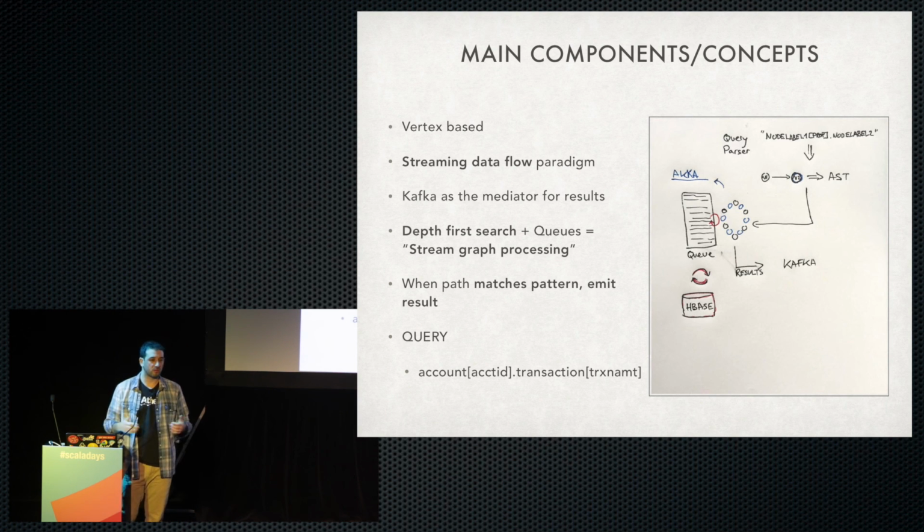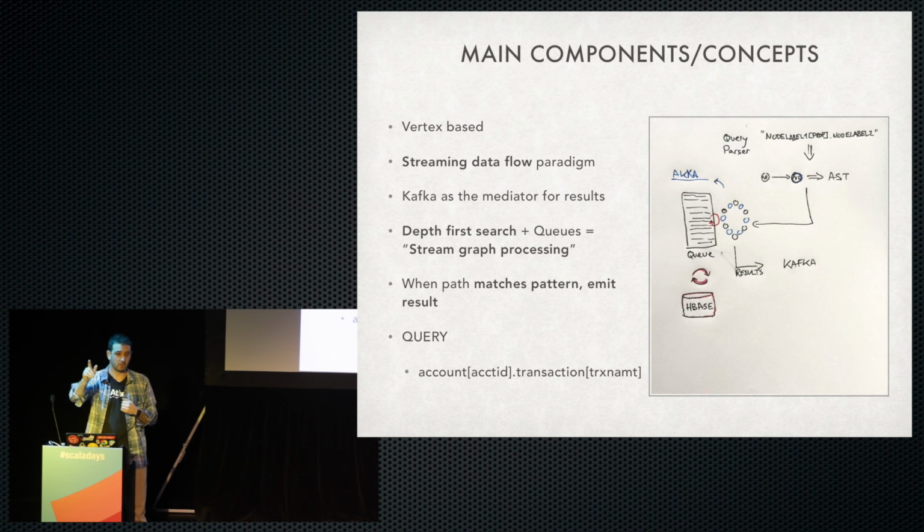The underlying algorithm is depth-first search. And if you remember, we talked about getting results fast. That's one of the reasons. Because if we did breadth-first search, then we would have to wait until we've covered the whole breadth of the graph until we produce results. Depth-first search allows us to get, oh, I have a pattern match. I'm going to emit the results immediately.